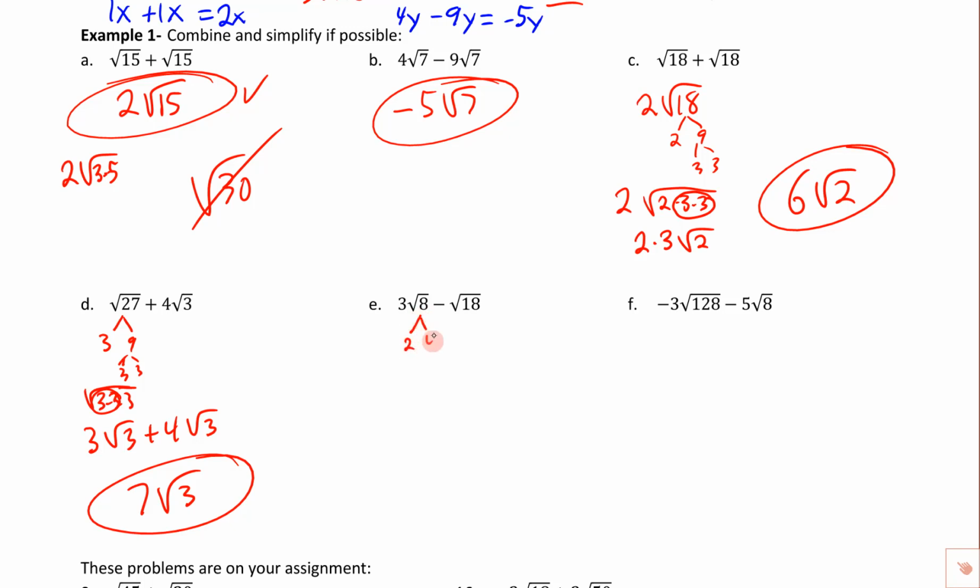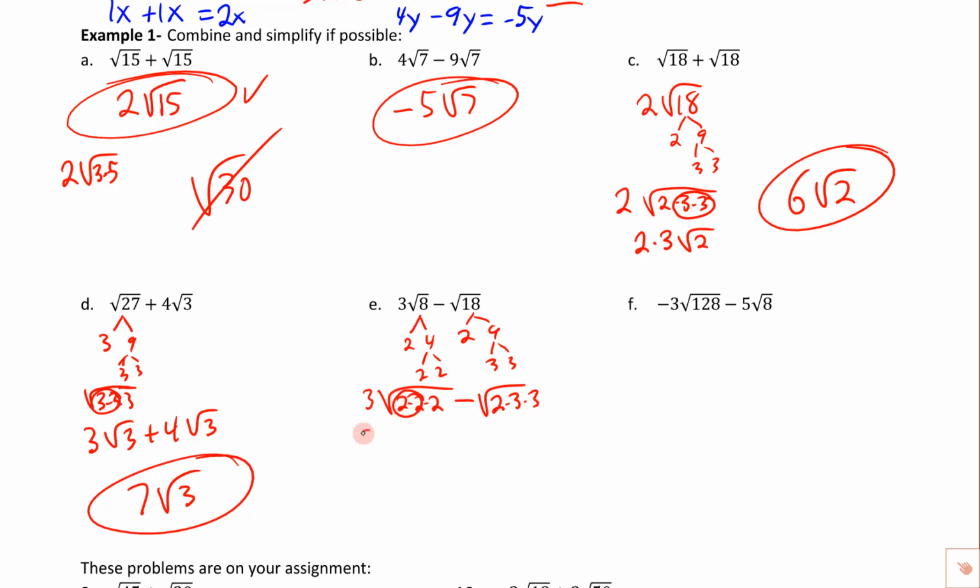So this is 2 times 4, and that's 2 times 2. So we've got 3 square root 2 times 2 times 2, and then minus, let's see what we've got here. This would be 2 times 9, which is 3 times 3. So this would be the square root of, there wasn't anything out front, no coefficient out front, so 2 times 3 times 3. So let's take a look here.